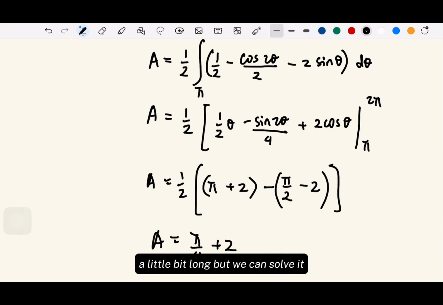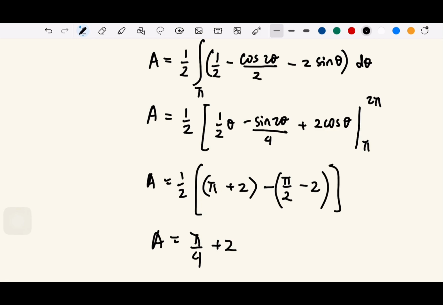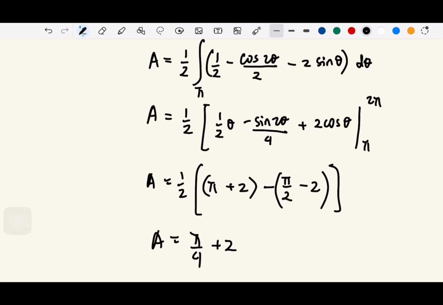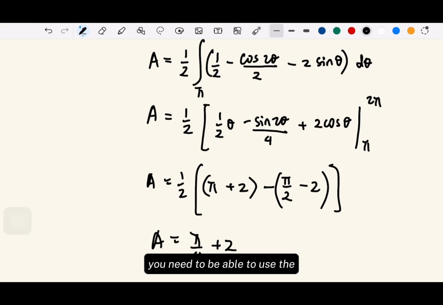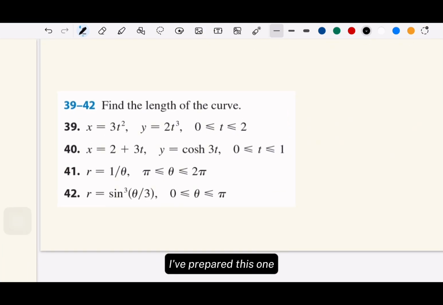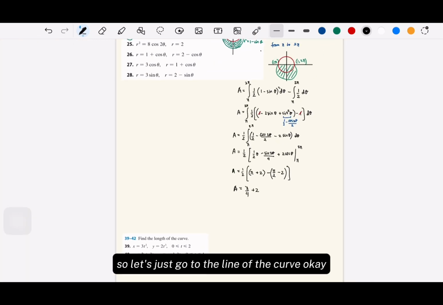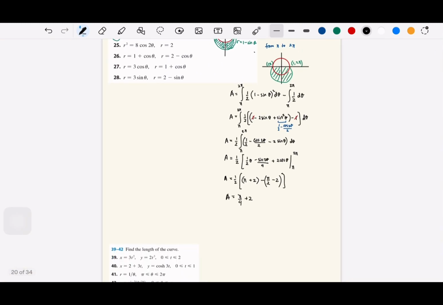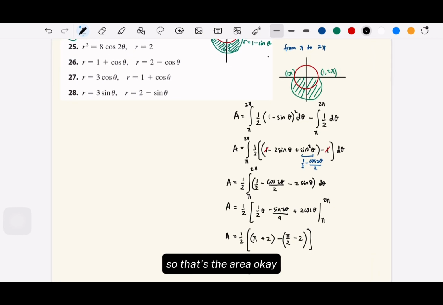Okay, a little bit long, but we can solve it. And I think mostly in the polar area, in polar, you need to be able to use the double angle a lot. So don't forget that. Okay, I've prepared this one, but I haven't mentioned how to get the length of the curve. So let's just go to the length of the curve. So that's the area.